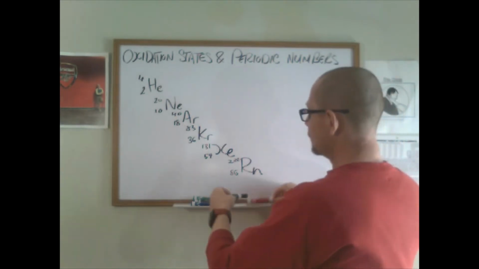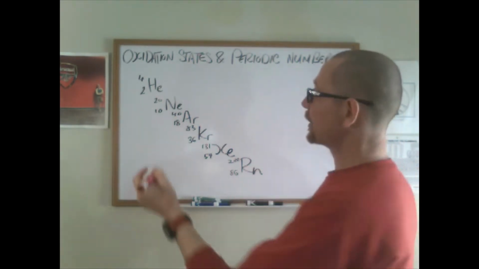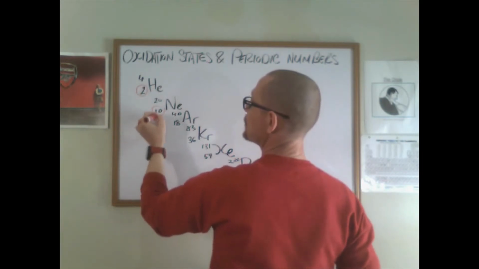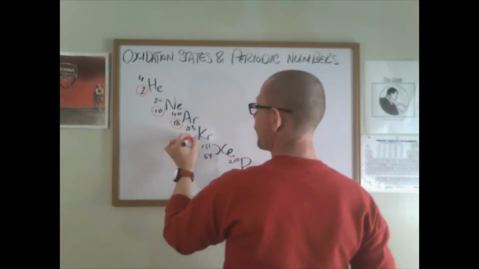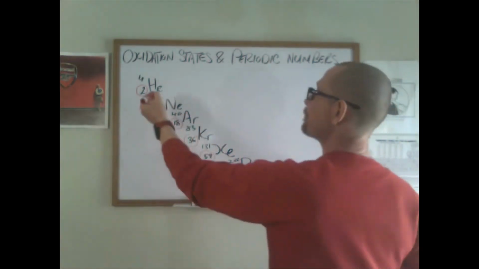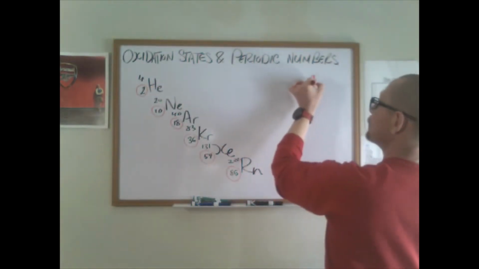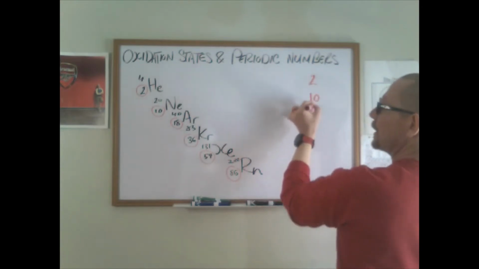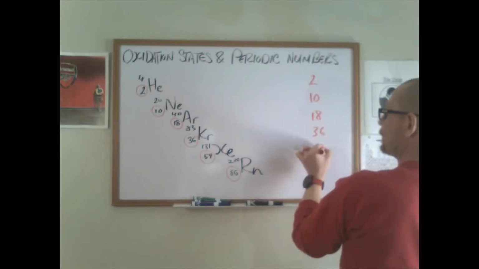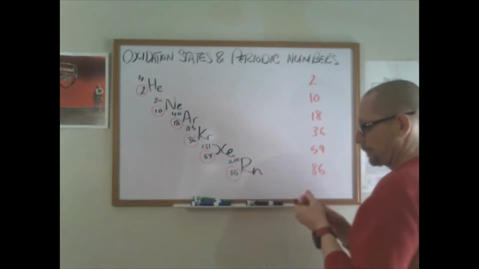So let's take a look at just those periodic numbers, just those atomic numbers: 2, 10, 18, 36, 54, 86. These are really important to us. I'm going to start off with the number 2, then 10, then 18, 36, 54, and then 86.